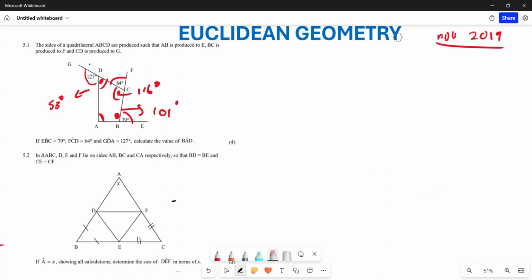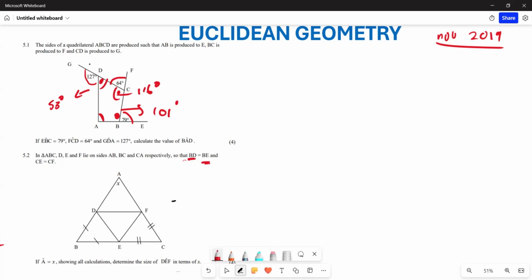Now here, they say, in triangle ABC, D, E, and F lie on sides AB, BC, and CA respectively, such that BD is equal to BE.